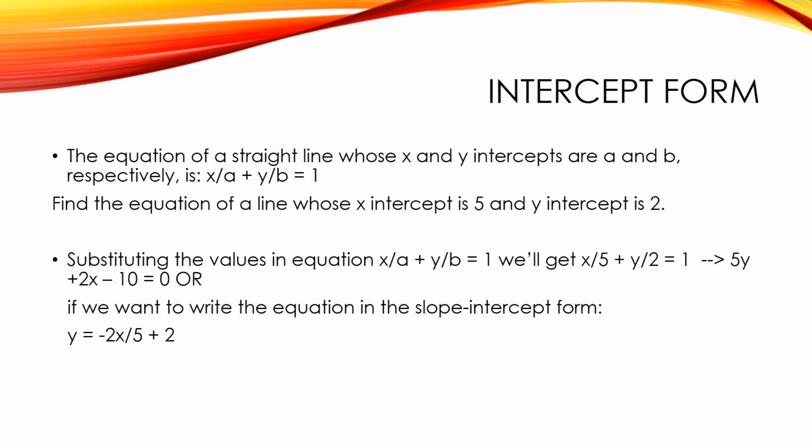Find the equation of a line whose x-intercept is 5 and y-intercept is 2. Substituting the values in the equation x/a + y/b = 1, we'll get x/5 + y/2 = 1, which is 5y + 2x − 10 = 0. Or if we want to write the equation in the slope-intercept form, we have y = −2x/5 + 2.